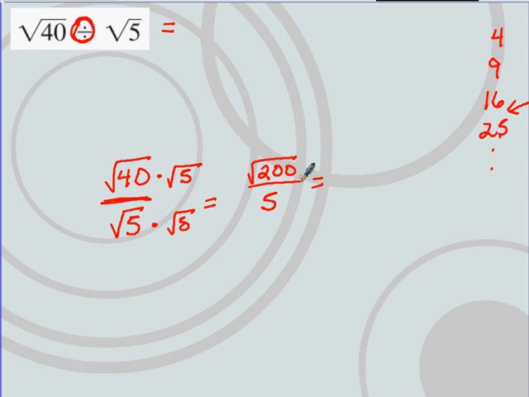So let's split this, and watch how I do this because I want you to start doing the same thing. You're big boys and girls. The square root of 200, let's split that into the square root of 100 times the square root of 2. Go straight to your answer. The square root of 100 is 10. Square root of 100 times the square root of 2, that's 10 root 2, over 5. 10 and 5 reduce to 2 root 2.